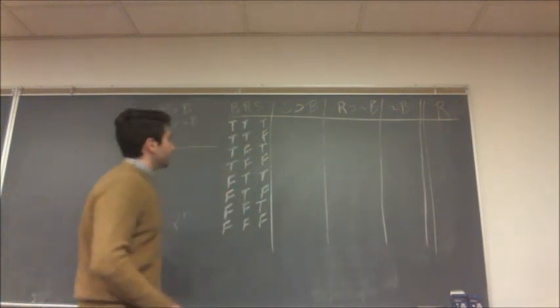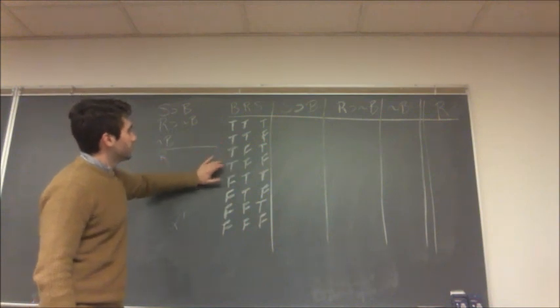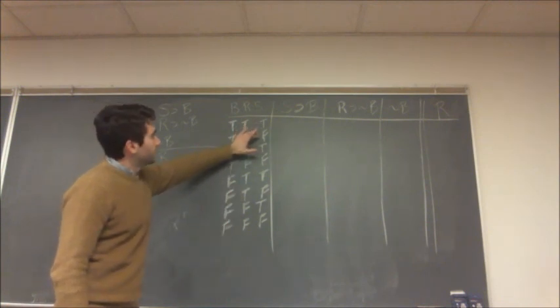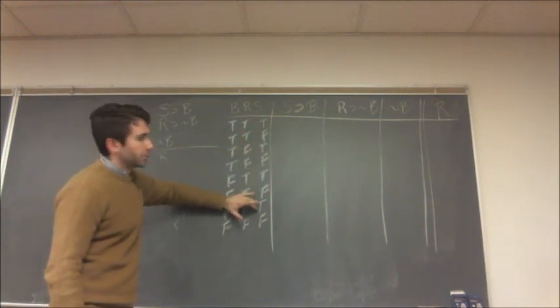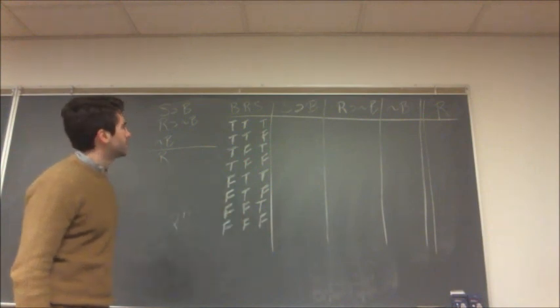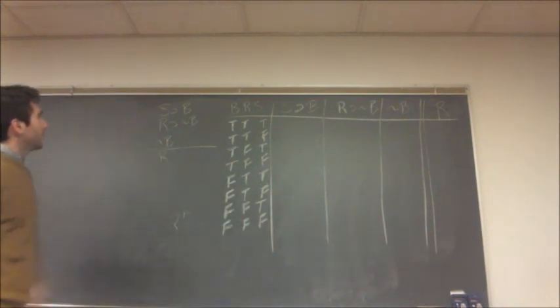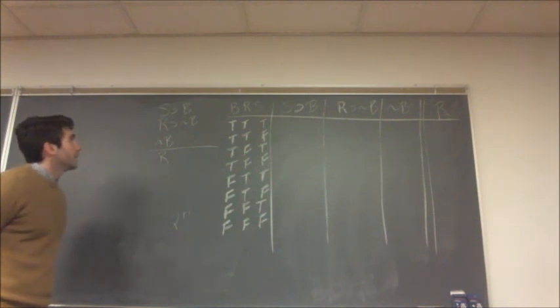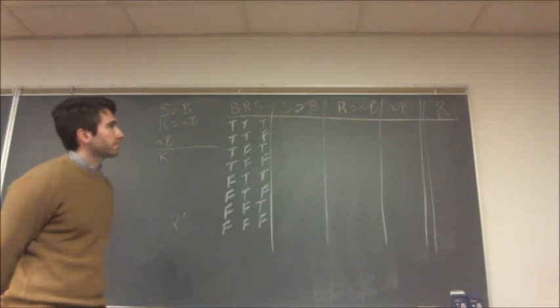So 8 rows, and we set it up like this: true, true, true, true, false, false, false, false, true, true, false, false, true, true, false, false, true, false, true, false, true, false, true, false. Okay. And here's our argument. If S, then B. If R, then not B. Not B, therefore R. Okay.